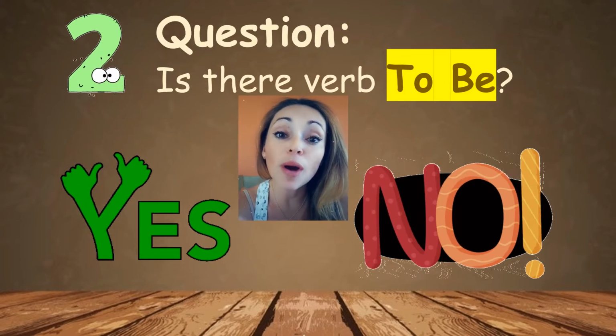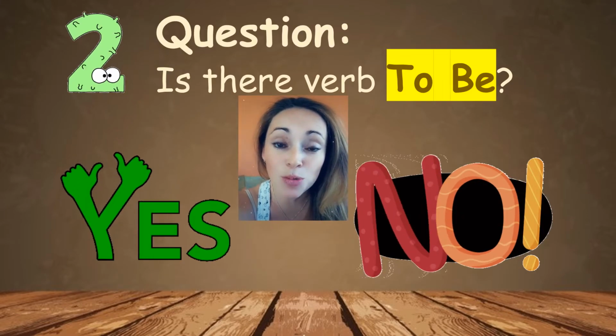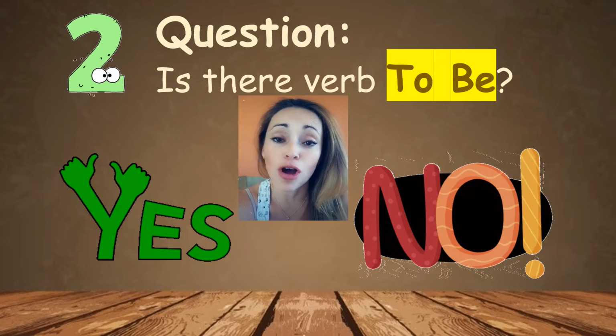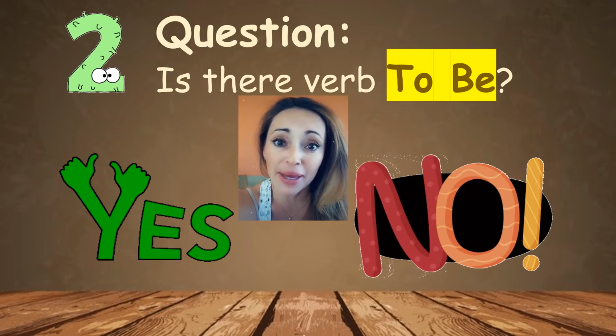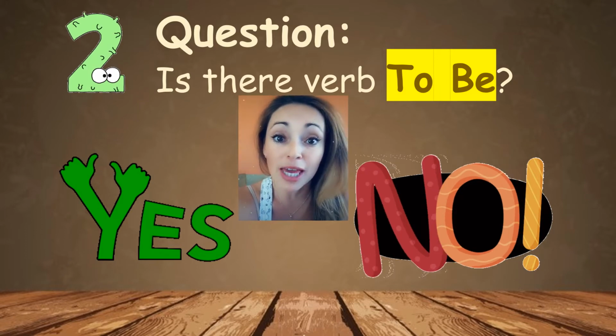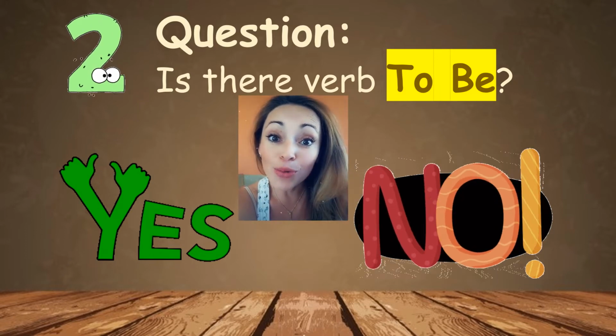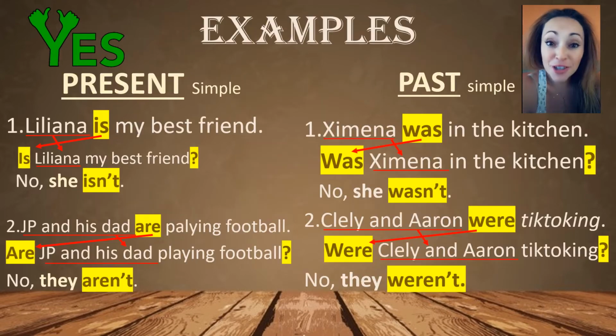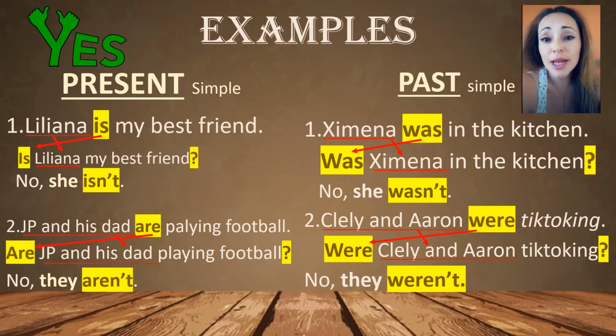So if we already read the sentence, we need to continue to the following step. The second step is to make the question. Do we have the verb to be? Yes or no? If yes, if we do have the auxiliary, that is the verb to be, it's really easy because the verb to be, it's going to help us to make the question.